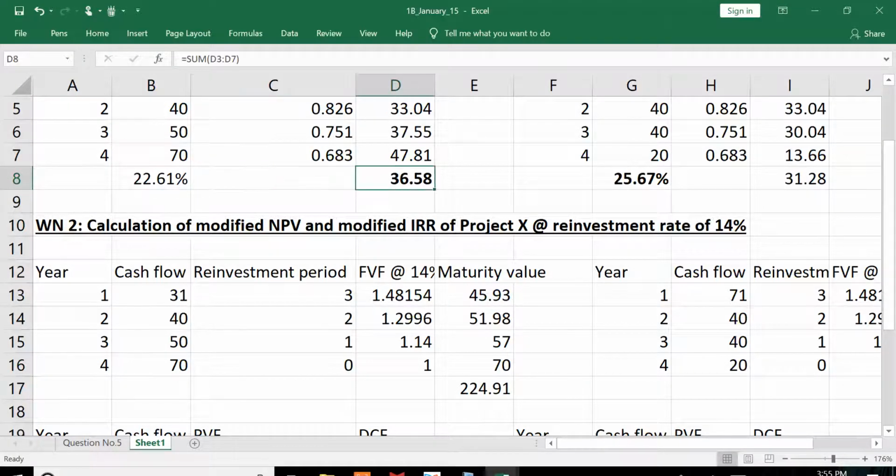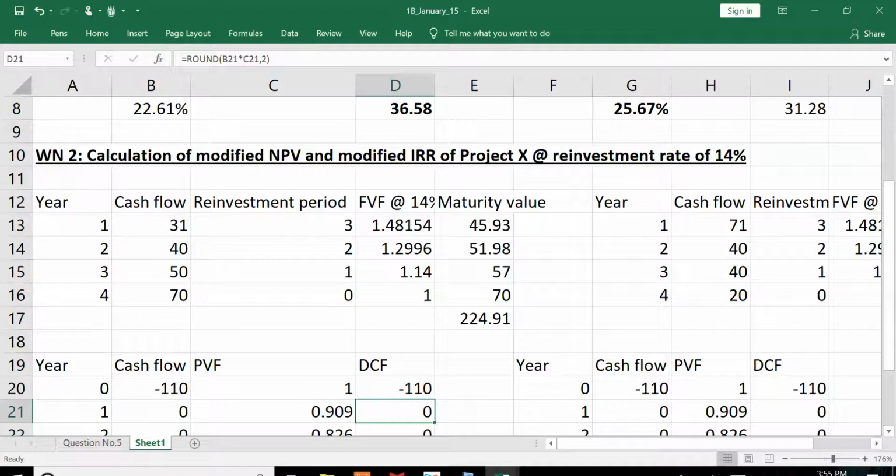Why did NPV go up? NPV is going up because the cost of capital is 10, but you are reinvesting it at 14. NPV technically assumes reinvestment will happen at 10%. IRR technically assumes reinvestment will happen at 22. If this was 24%, then IRR also would have gone up.